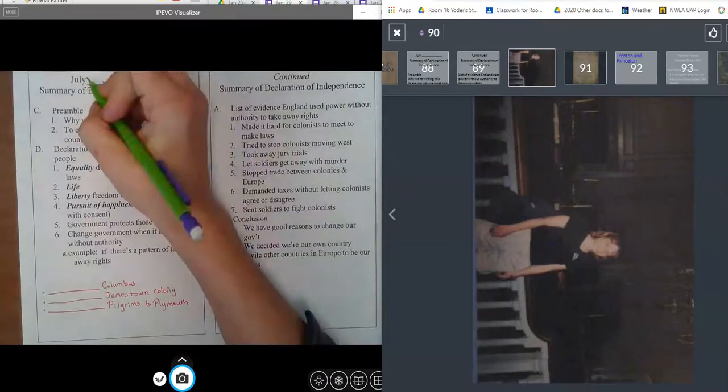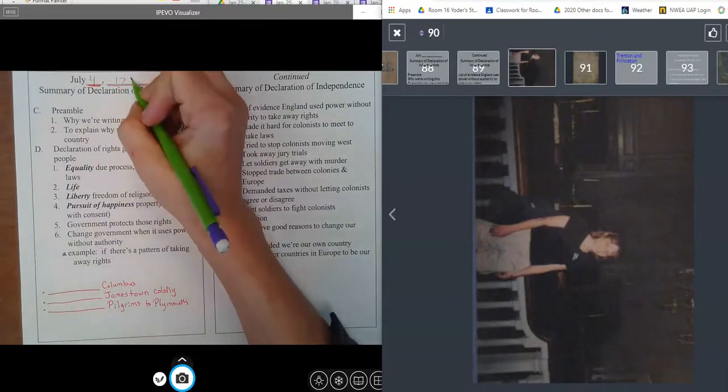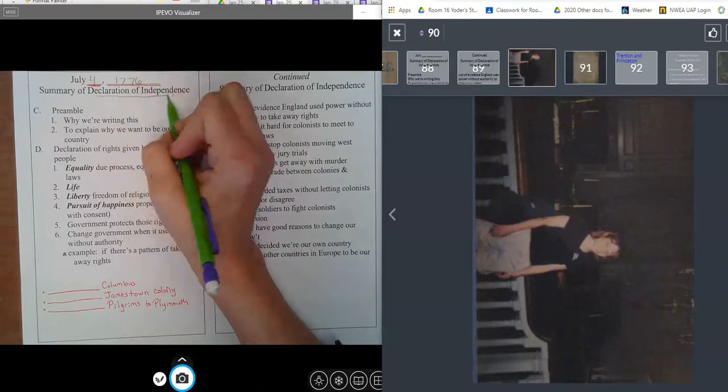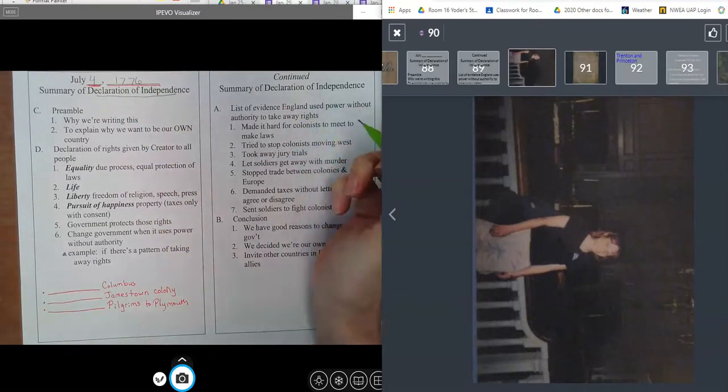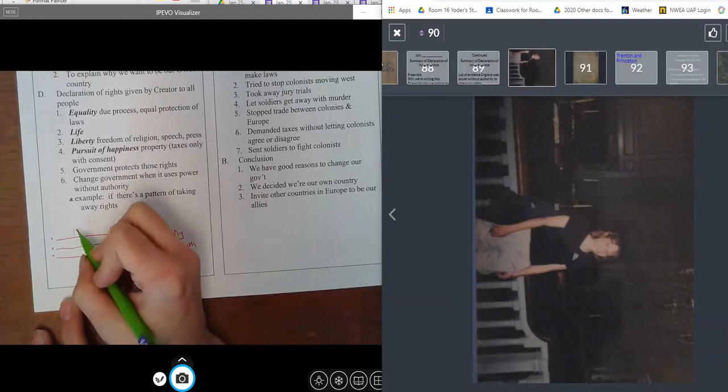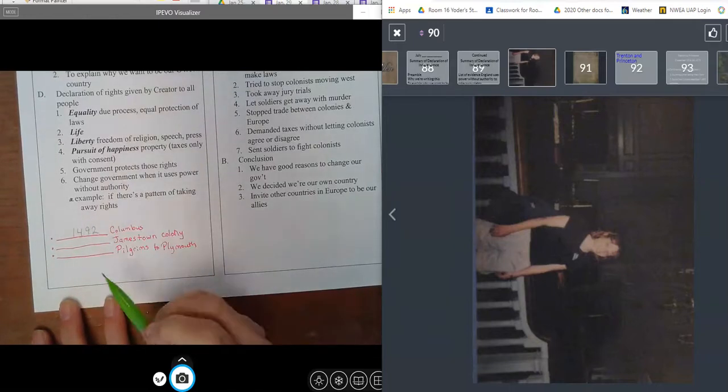All right, here's your answers. July 4th, 1776 was the Declaration of Independence. That's the United States birthday. The year for Columbus, 1492. Columbus sailed the ocean blue.